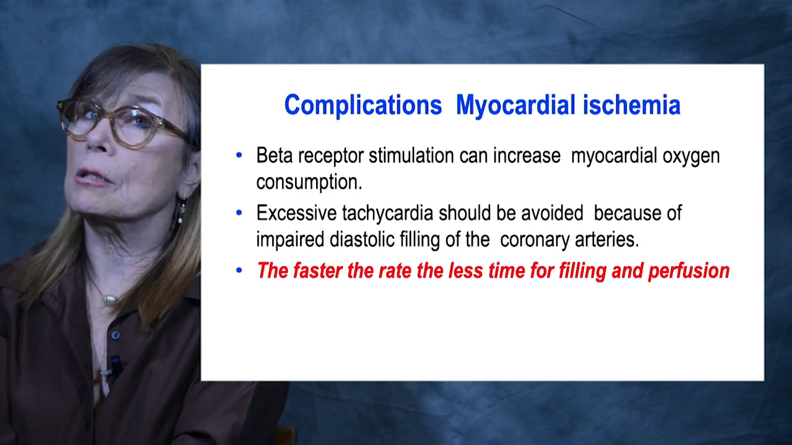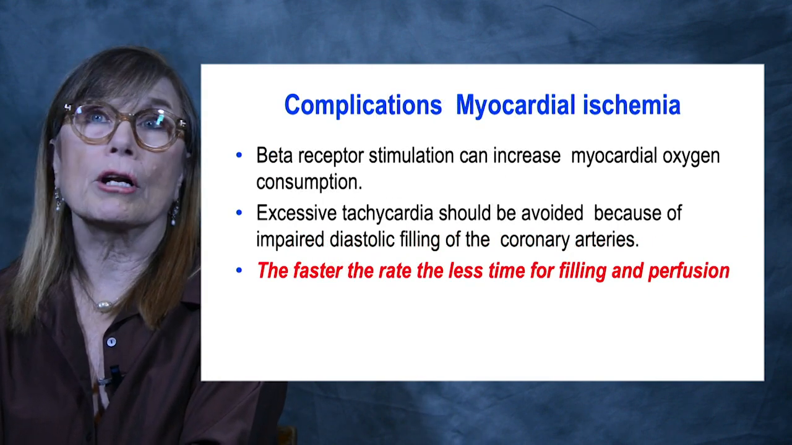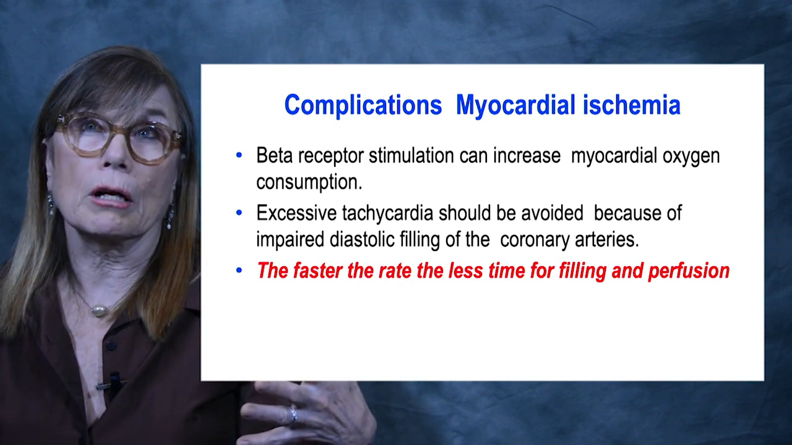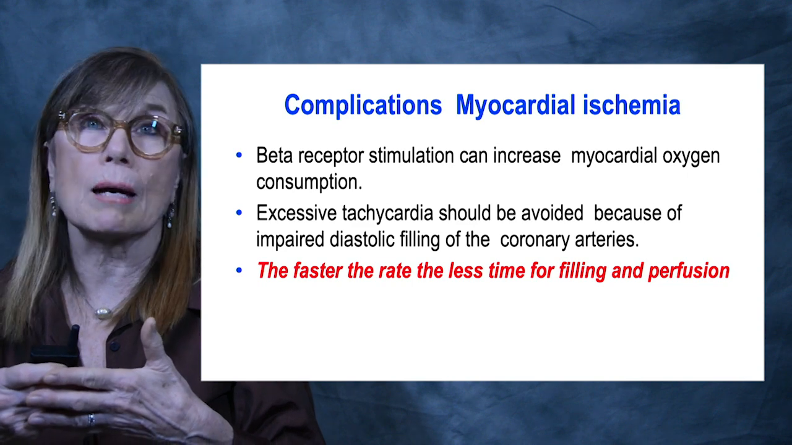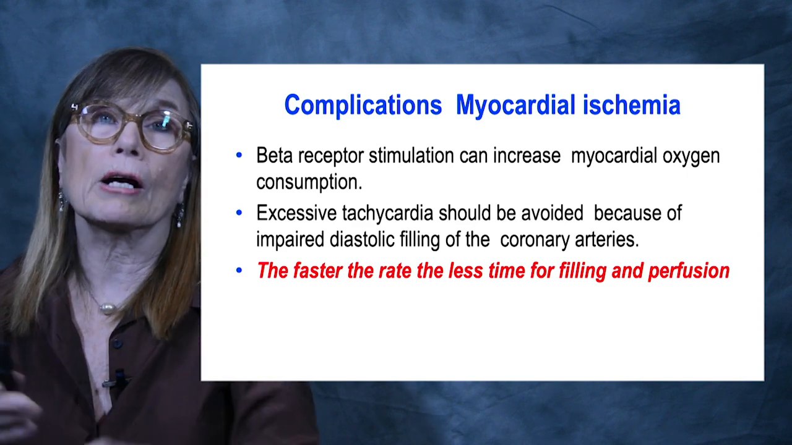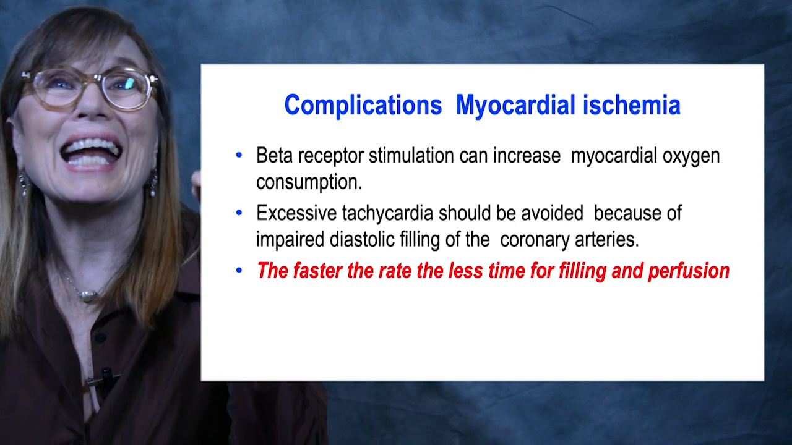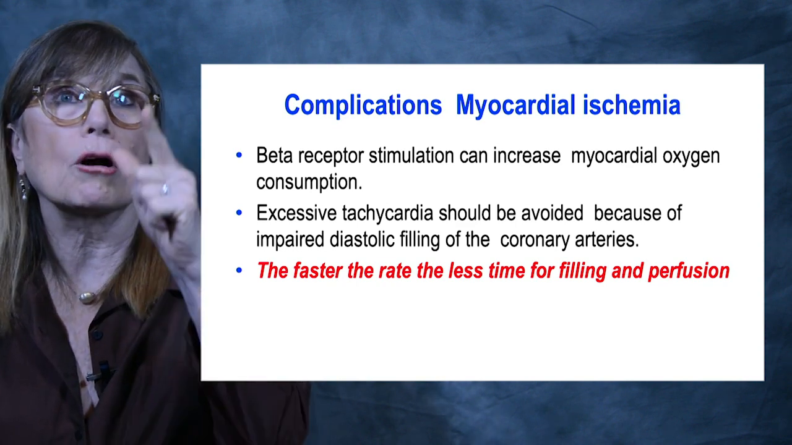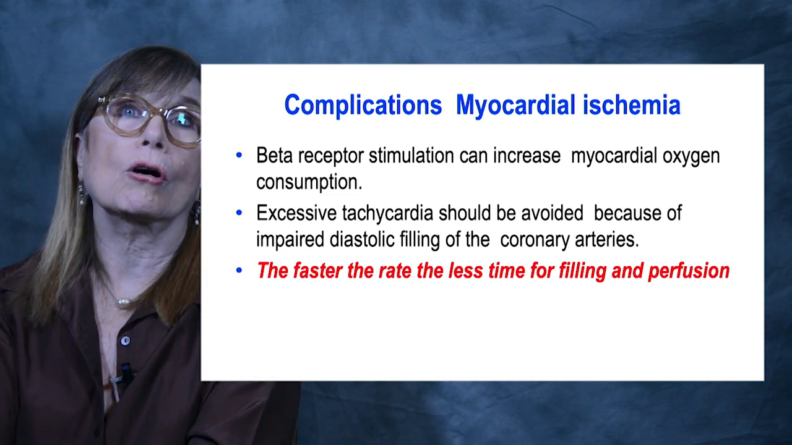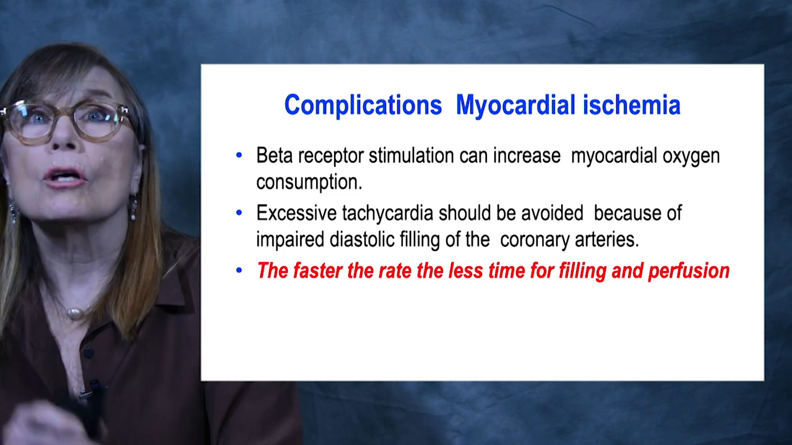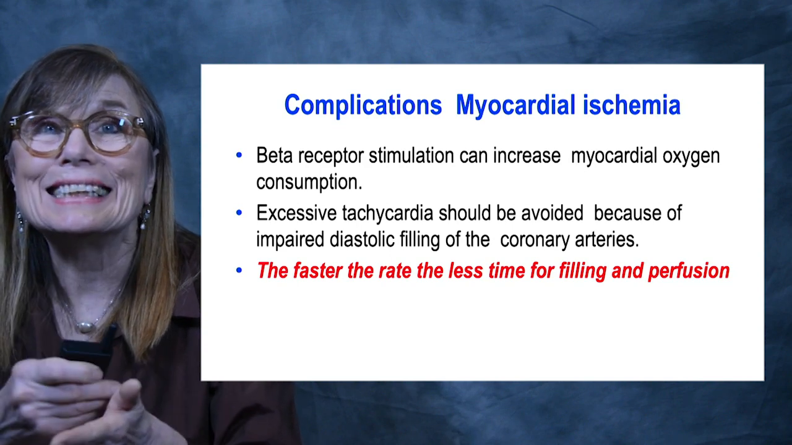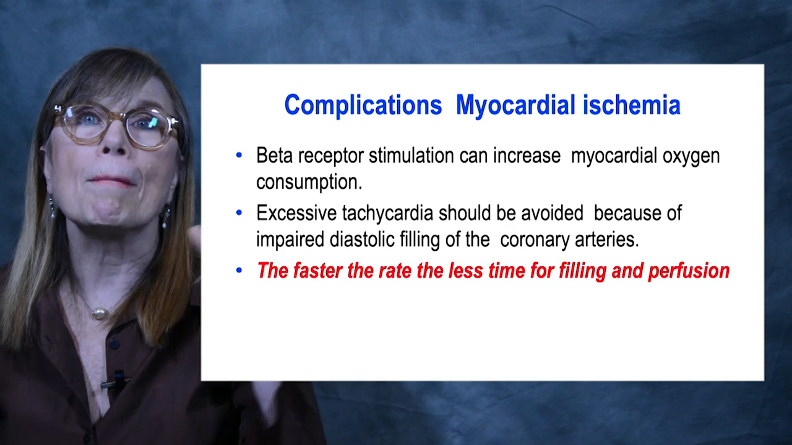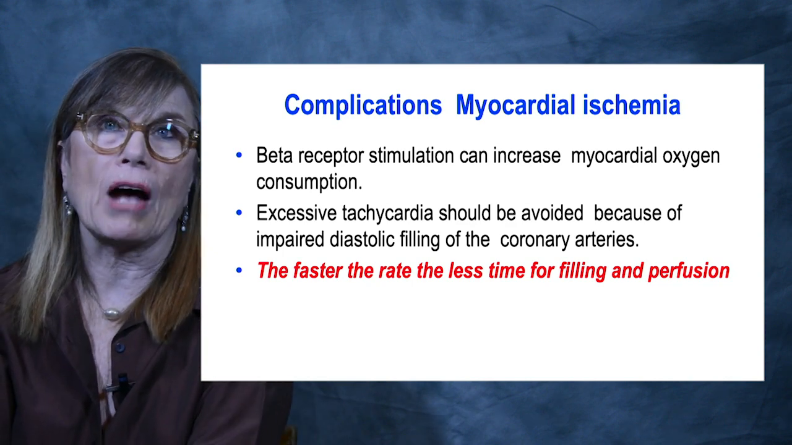Second complication, it's a big one, and that is myocardial ischemia, extension of an infarct, increasing myocardial oxygen consumption. Any beta receptor stimulant can increase your myocardial oxygen consumption. Any alpha stimulant, through the process of vasoconstriction, increases myocardial work and therefore myocardial oxygen consumption. So again, excessive tachycardia must be avoided. We must discuss that with our provider.